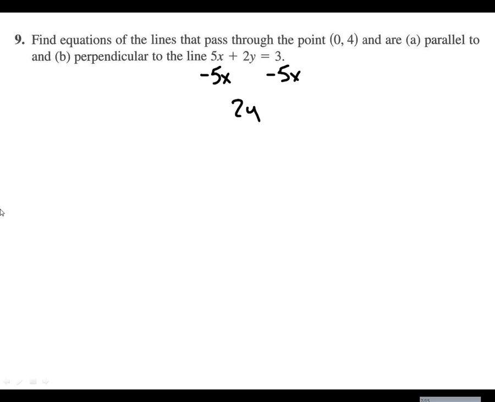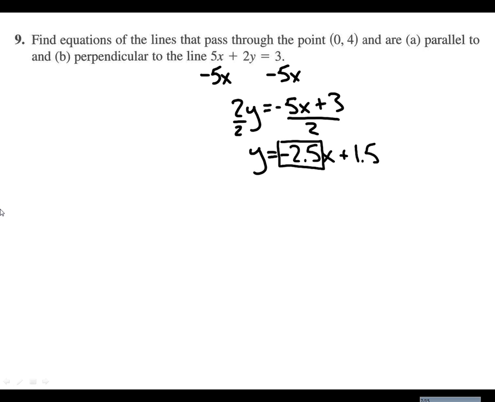So we'll say 2y = -5x + 3, and we need to divide by 2. So y = -2.5x + 1.5, and really all we care about is that slope, so we can go parallel and perpendicular. So let's go ahead and solve for a.